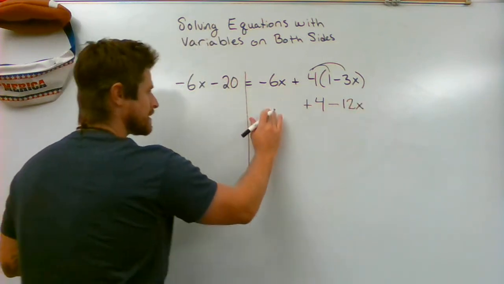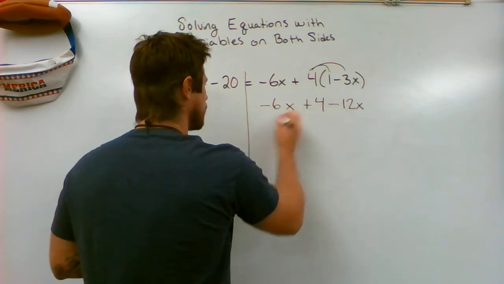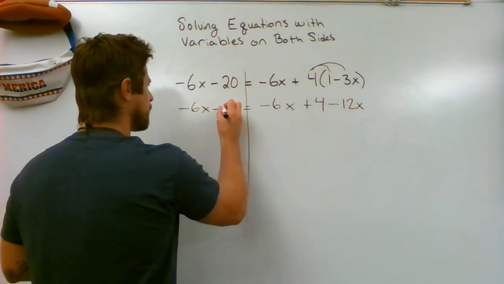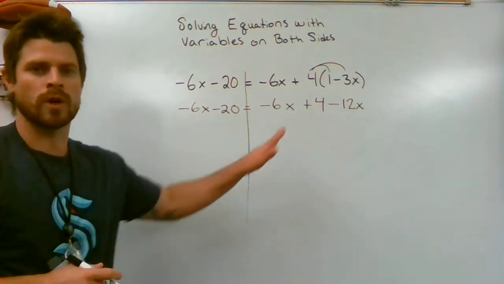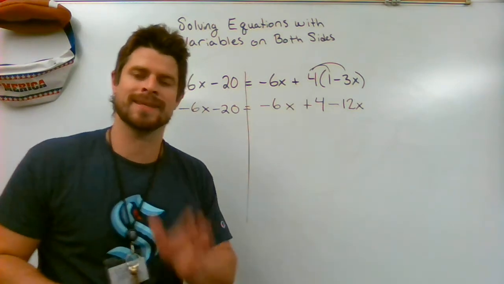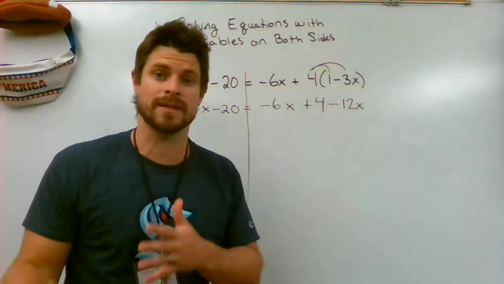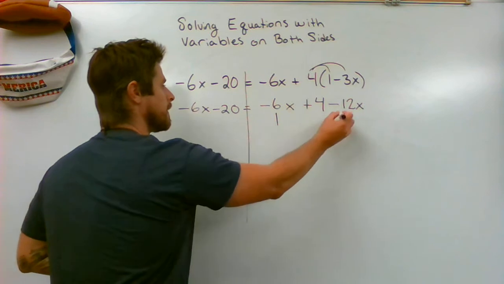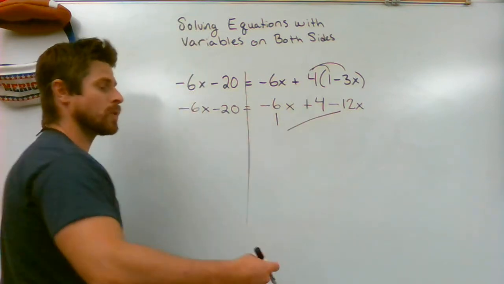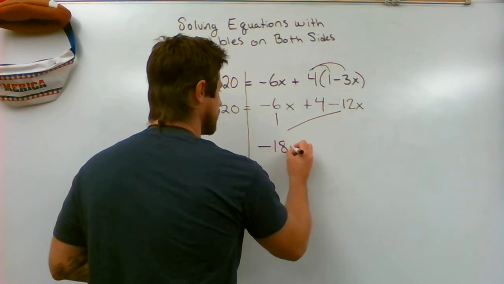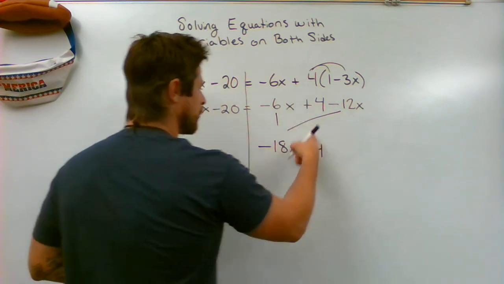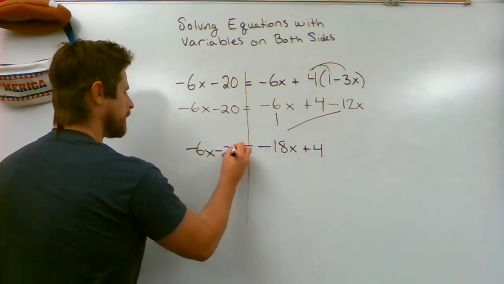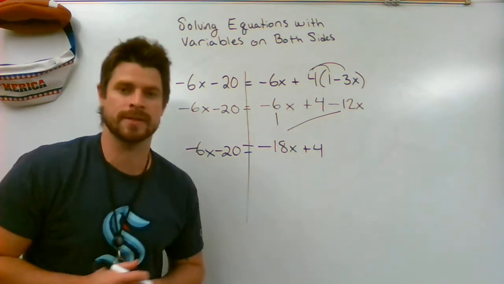This negative 6x gets brought right down, and nothing changed over here. So my first step is now done. I worked towards simplifying the right side, but I still have not done everything I need to do, because I have two like terms, negative 6x and negative 12x, that can be combined. Negative 6x minus 12x takes me all the way back to negative 18x. Still have the plus 4, gets brought down. And now we have made it to a point where both the left and the right side are simplified.